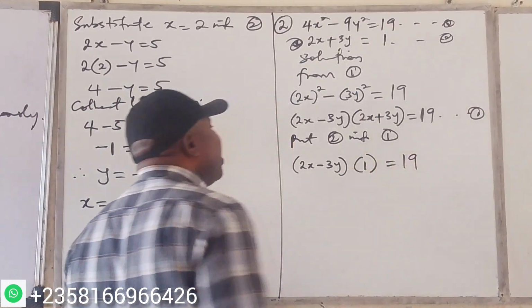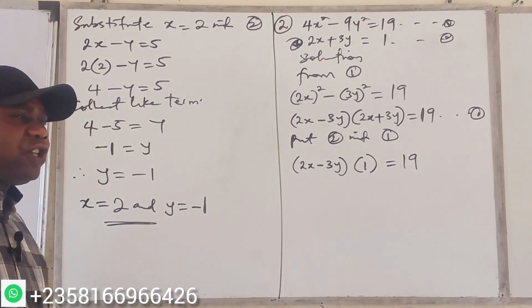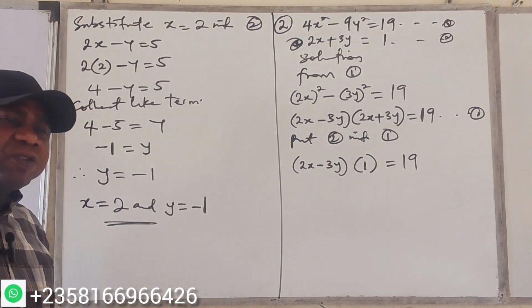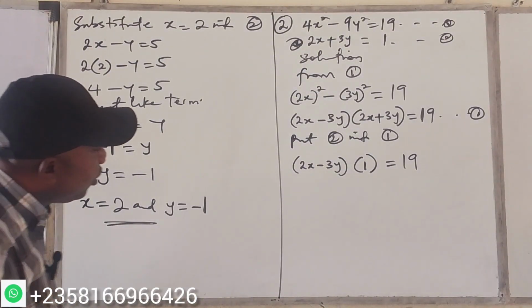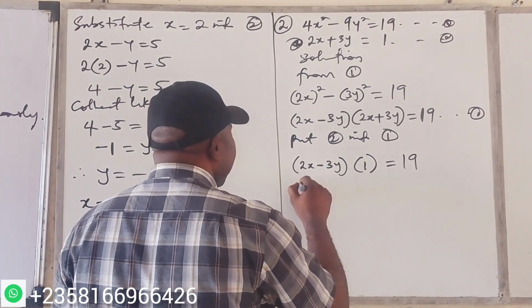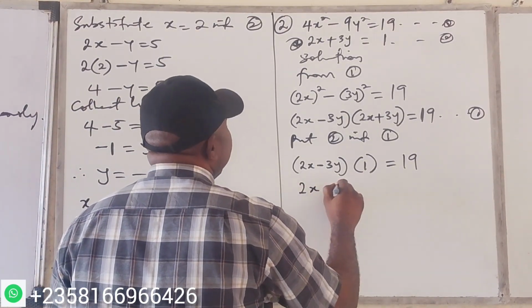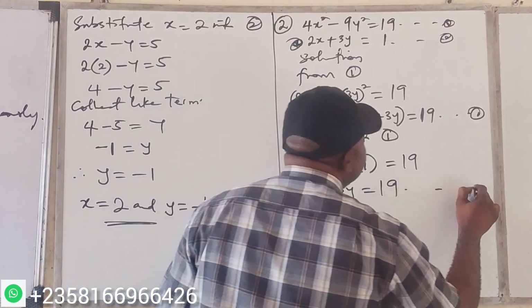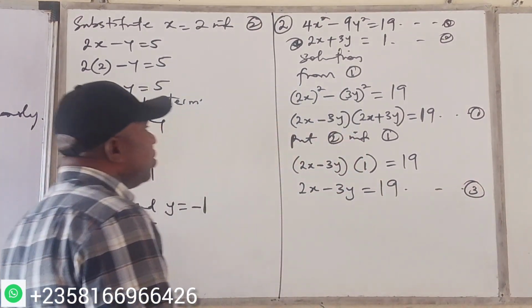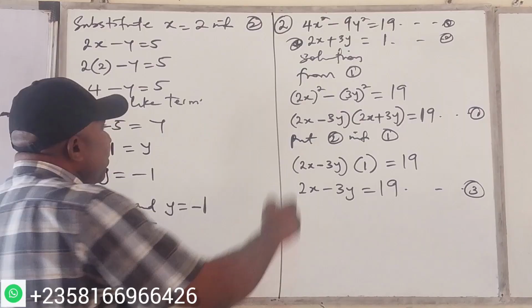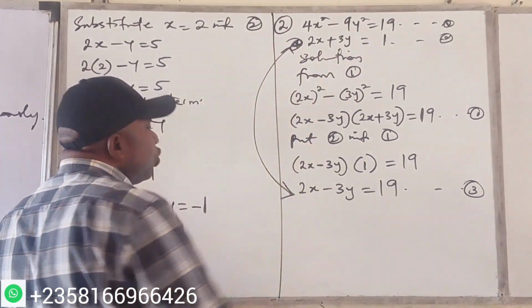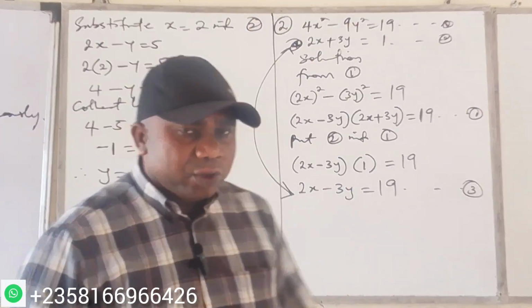Yes. And remember, any number times 1 is equal to that number. 1 billion times 1 is 1 billion. So any value times 1 is equal to that number. It therefore means that the whole of this now will be 2x minus 3y equal to 19. So let's call this equation 3. Now it means we are solving these two equations, equation 2 and equation 3.